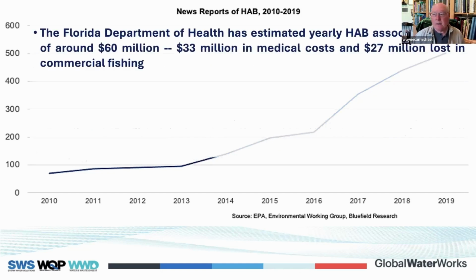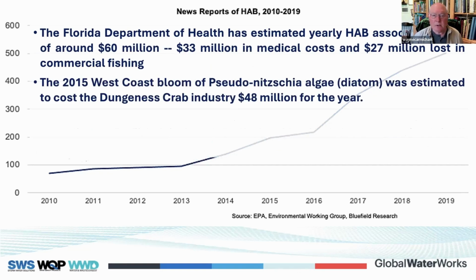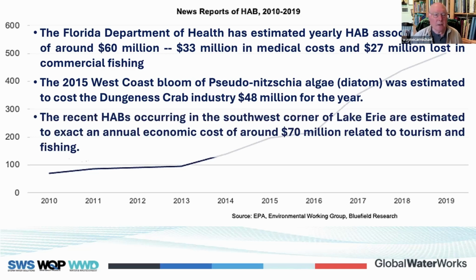The economic costs have been estimated in a few cases, but certainly not to a great degree. In Florida, the estimated yearly HAB losses are about 33 million, 27 million of it in commercial fishing. West Coast blooms of Pseudo-nitzschia, which is really a diatom, not a cyanobacteria, but still a harmful algal bloom, cost the Dungeness crab industry about 50 million a year. That toxin is called domoic acid. It's actually a peptide, again, that crosses the blood-brain barrier and leads to amnesia and even death. The recent HABs in the southwest corner of Lake Erie are estimated to exact an economic cost of about 70 million.